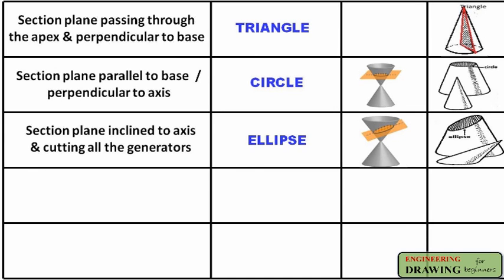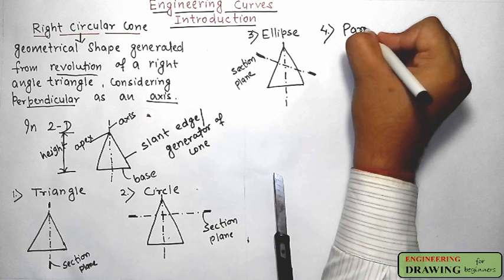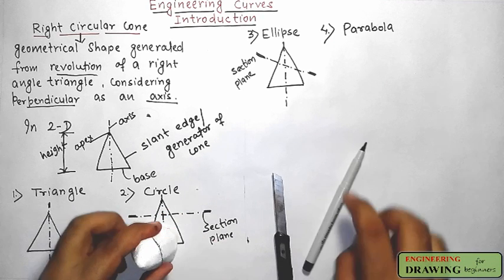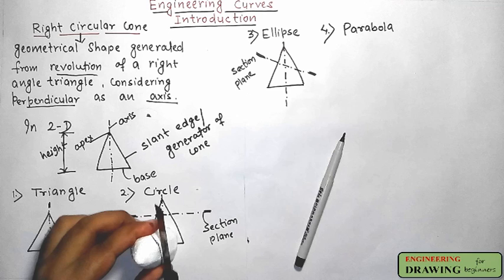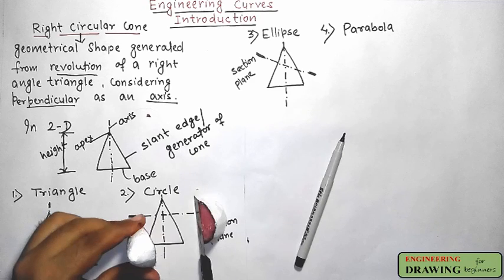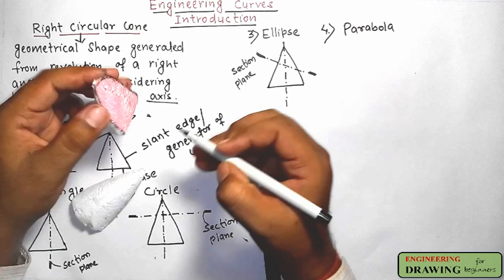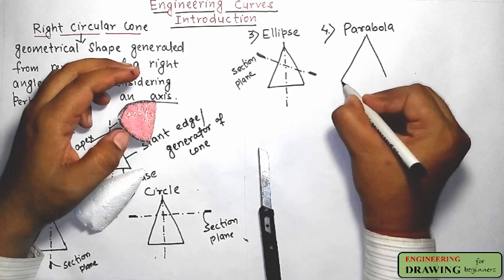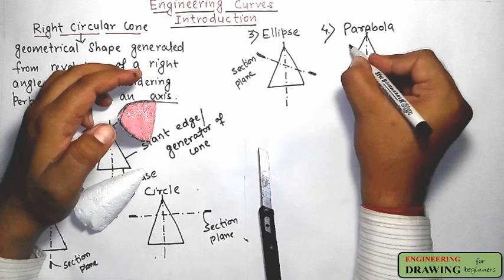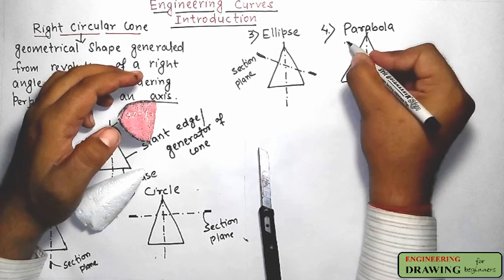Fourth one is parabola. If the cutting plane is inclined to the axis and parallel to one of the generators of the cone, then a parabolic shape will be obtained. You can see it. This is a parabolic shape. In two dimensions, this is a right circular cone. This is the central axis of the cone. And this is our section plane parallel to one of the generators.